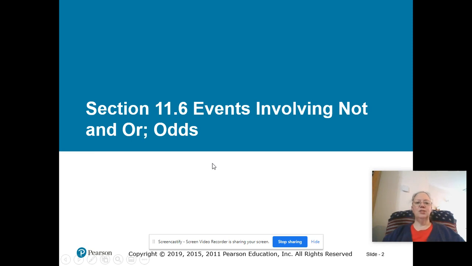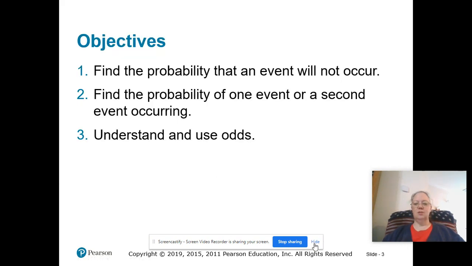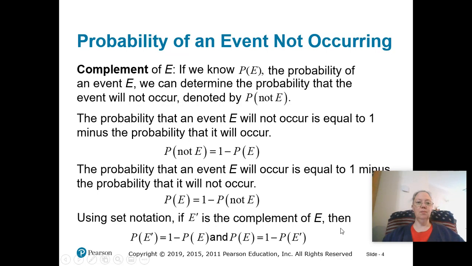Let's talk about section 11.6, events involving not and or, and also odds. All right, so we are going to be talking about probability that an event will occur or will not occur, probability of one event or a second event occurring, and using odds. All right, this will make more sense when we do an example, hopefully.